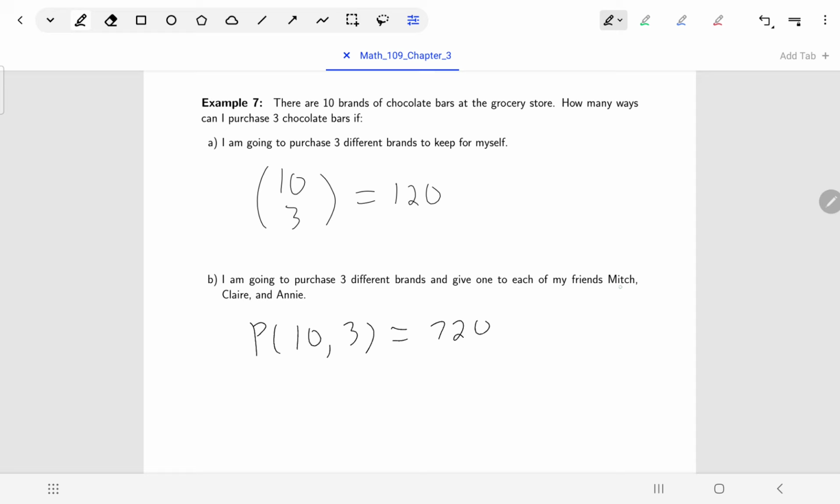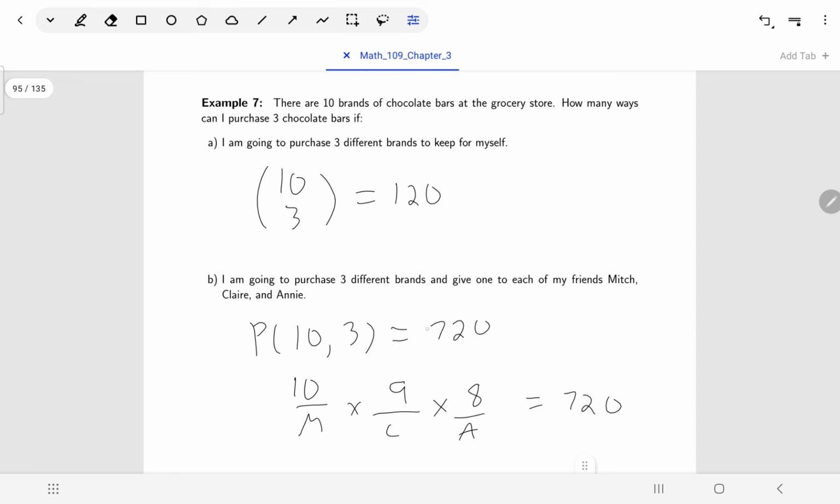Now, if you notice me writing the Mitch, the Claire, the Annie down, we could have gone ahead and done this with the multiplication principle. There'd be 10 choices of chocolate bar brand for Mitch, and then there'd be 9 left because I'm buying 3 different brands. So there'd be 9 choices for what I give to Claire, and then there'd be 8 choices left for what I give to Annie, and we would get exactly 720 things. So the first part is deciding whether order mattered or not. And in A, order didn't matter, and in B, it did.